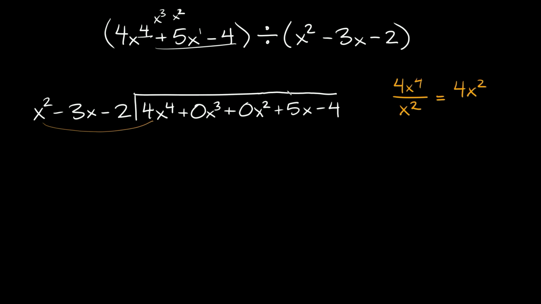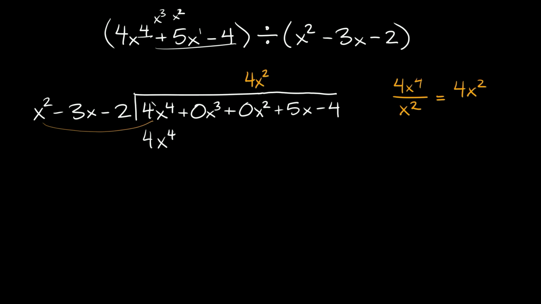Okay, so this is the first part of our answer, our quotient, right? And we want to line it up with the appropriate exponent. So we're going to put the 4x squared right there. Okay, cool. So we have part of our answer. So again, what we're going to do is just multiply this by this whole trinomial right here. So first of all, 4x squared times x squared is equal to just 4x to the fourth.